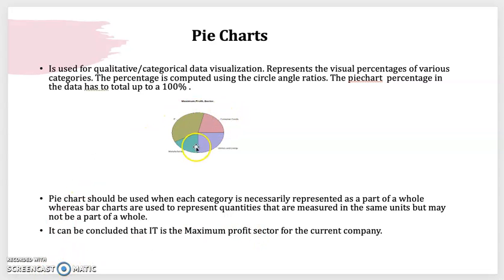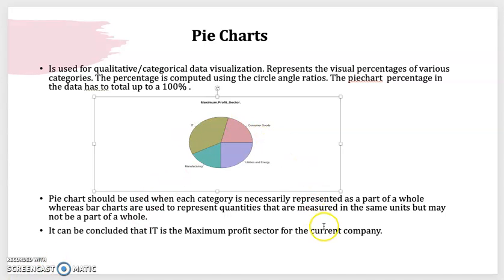So that will be one example of the pie chart. This pie chart actually is for a company. They have different departments, so then they have their profit. So you can see here, right? IT will be the maximum profit sector for this current company.